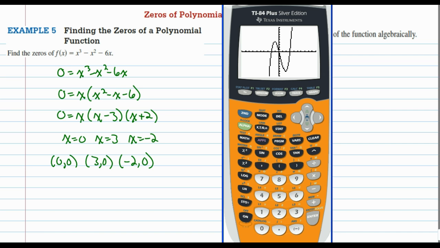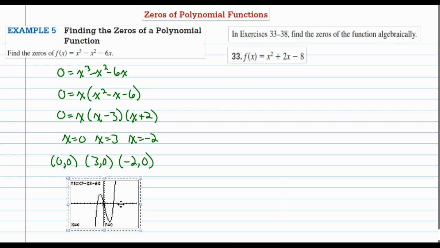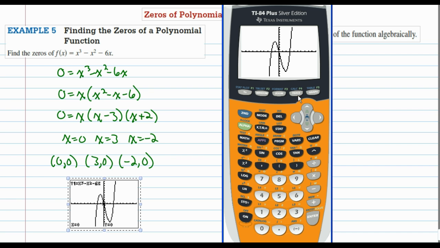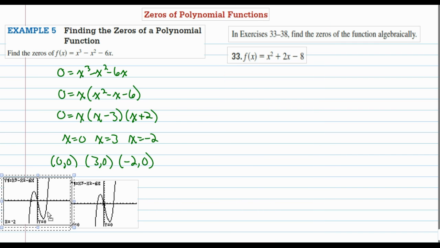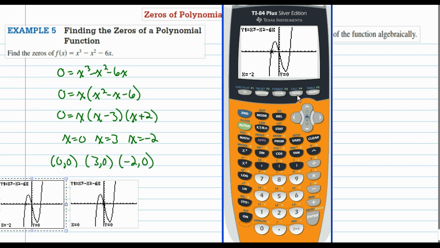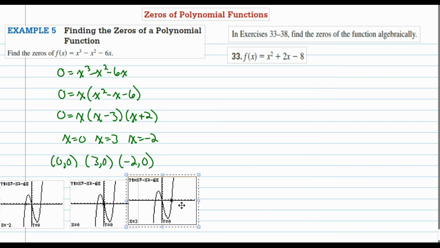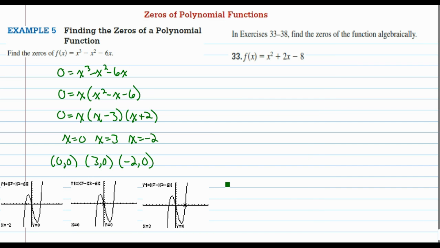Just to make sure, I graphed that on my calculator, and now I can hit trace and make sure that each one of those x values produces a 0 for the y value. I do have x equals 0 that produces y equals 0. Let's hit trace and see what happens when x equals -2. Also a 0. And then let's hit trace and see what happens when x equals 3. Also a 0 of the function. So my algebra was correct.